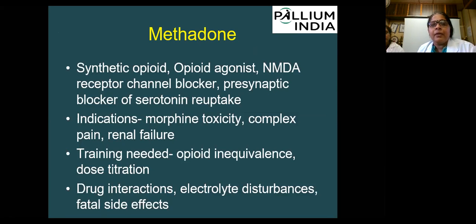Next slide, please. Just one slide on methadone, because it's a drug which has been introduced in India recently. It's a synthetic opioid. The indications for use are morphine toxicity, complex pain when you have a mixture of different kinds of pain, renal failure. It's one place where it really helps, but it is not as straight as fentanyl and tramadol conversions into morphine. So the opioid equivalence is not so easy. So dose titration takes training, it takes time. There are also certain drug interactions with methadone that we need to be concerned about, electrolyte disturbances, and there could be some fatal side effects. But having said that, if we train to use this drug properly, it can be a huge asset because it's even cheaper. And in fact, as the doses of morphine are higher, we start with the lower doses of methadone.